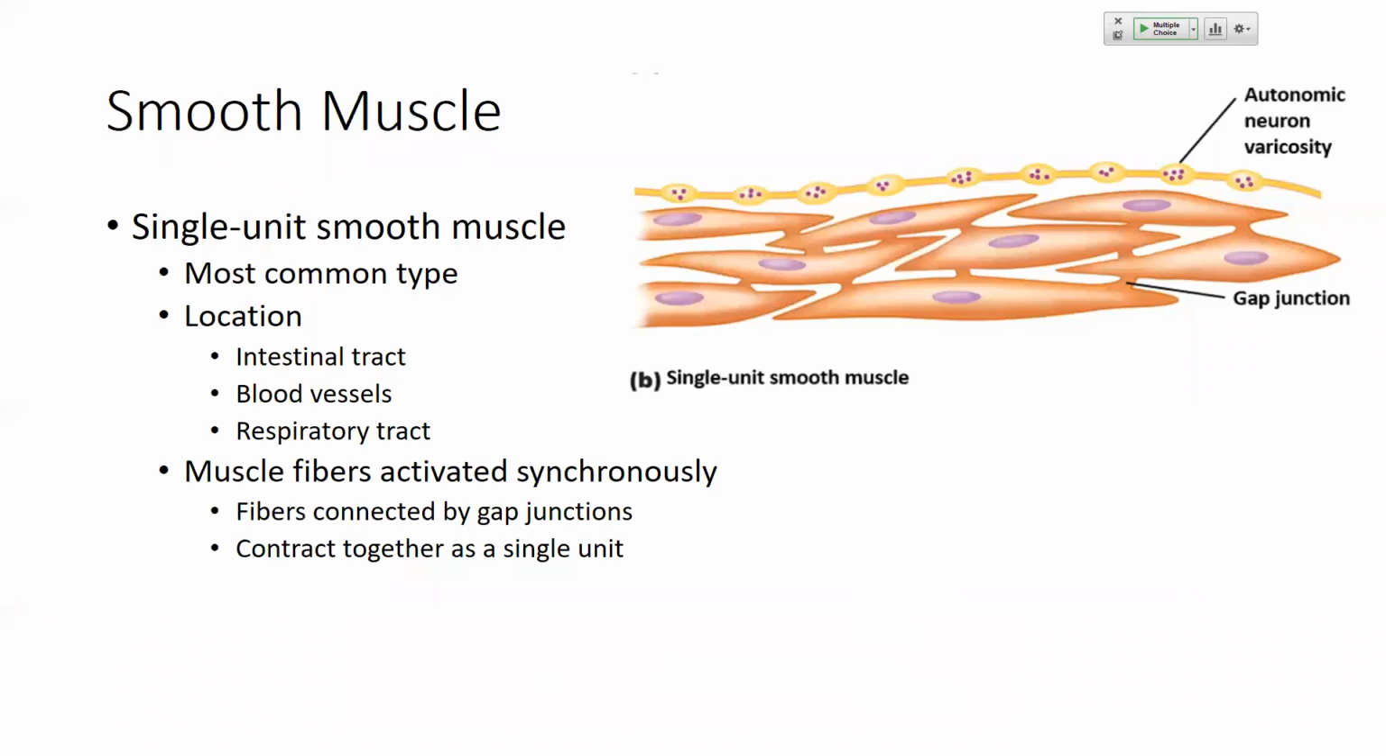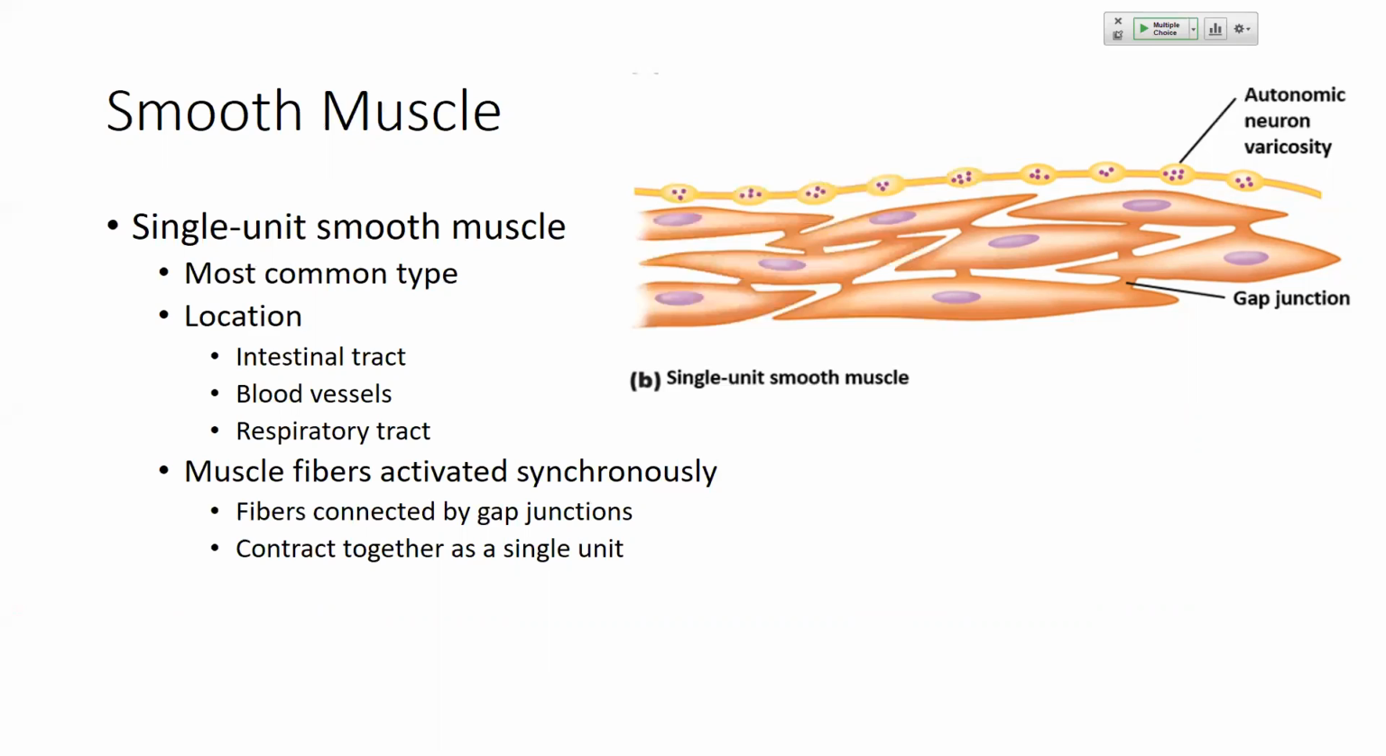Can anyone remind us what a gap junction is, or what the main function of a gap junction is? We spoke about gap junctions already. So what's the function of a gap junction? Despite the name gap junction, is it holding two cells together? Is it like an anchoring junction? It's not, right? It's for communication.